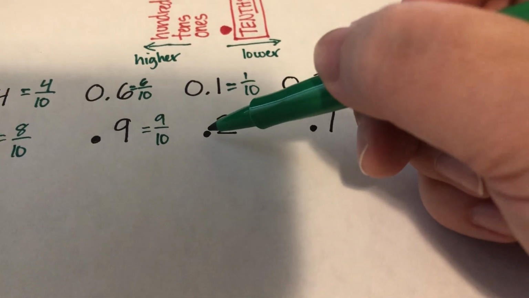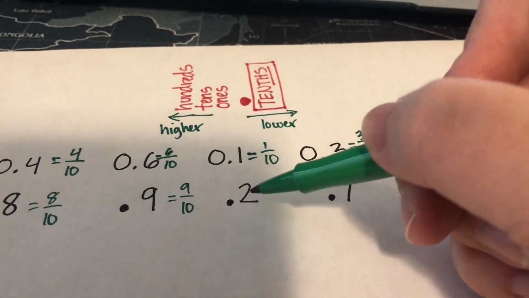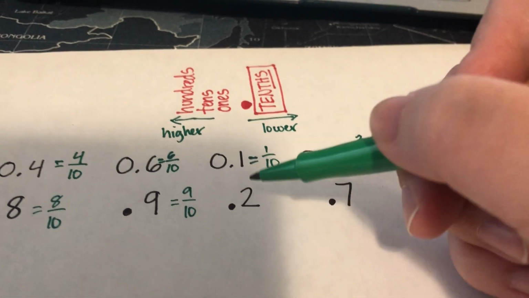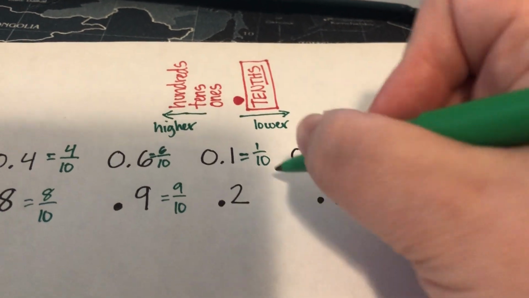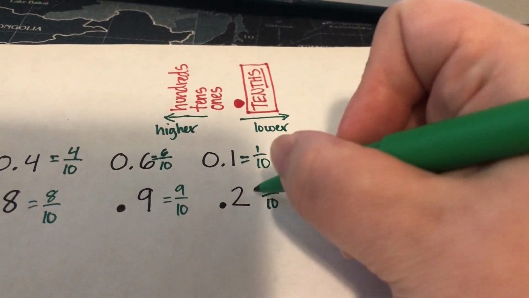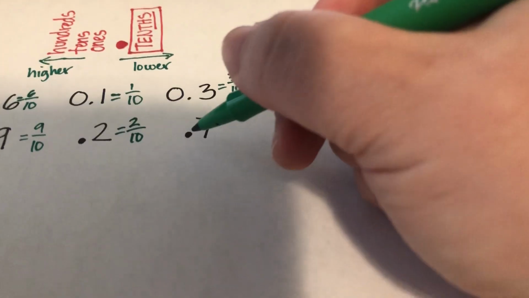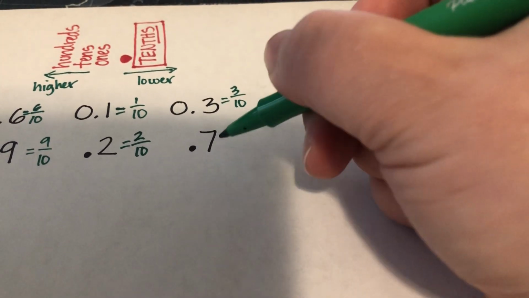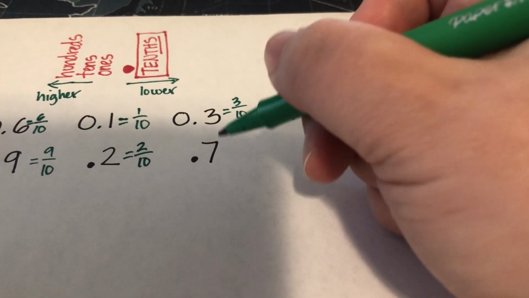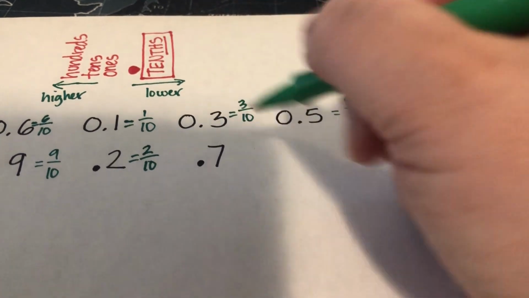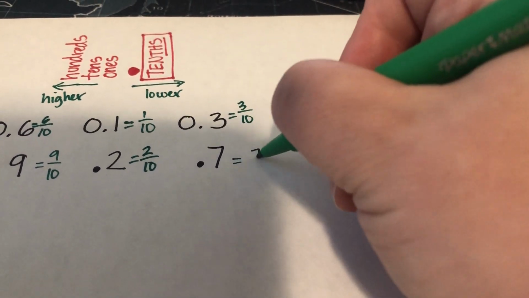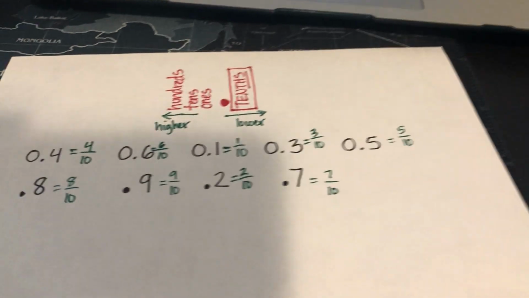This one, there's the decimal. This is in the tenths place. So this is 2 tenths. Here is our decimal. Directly to the right of the decimal is the tenths place. We have 7 tenths. Okay? It's as simple as that.